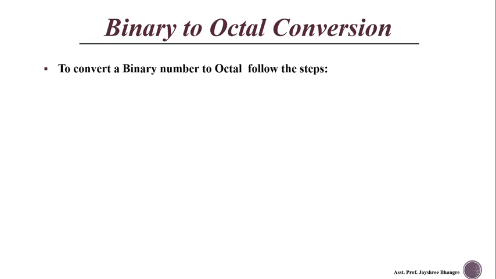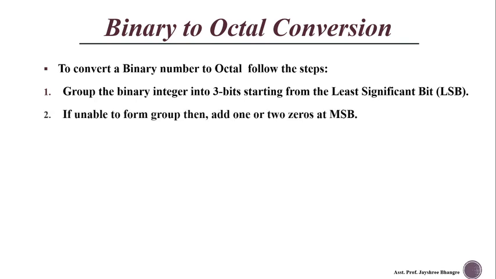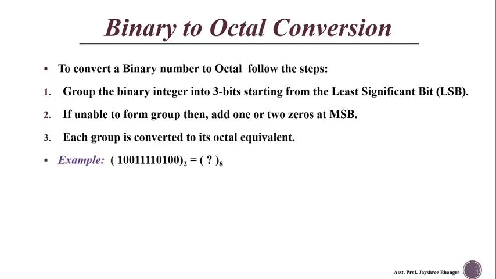To convert that number, we have to follow some steps. We have to group the binary bits into 3 bits groups starting from the least significant bit. That means we have to start grouping of 3 bits from right to left. If at the leftmost side we are unable to form a group of 3 bits, then we have to add 1 or 2 zeros at the MSB position. And after that we have to convert each group into its equivalent octal number. So let's see the example.